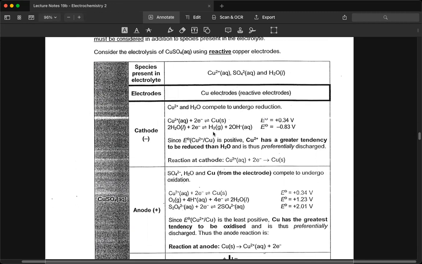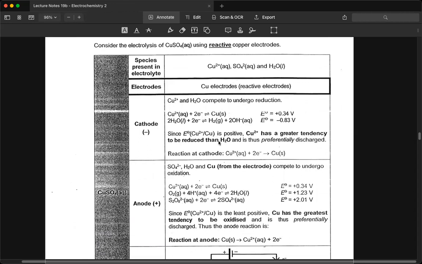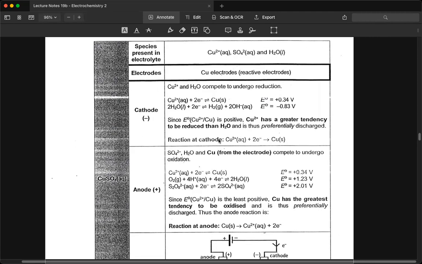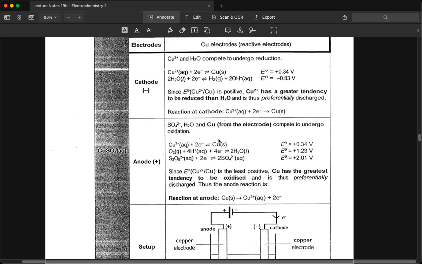Okay, so looking at the cathode first, we have copper-2+ competing with water. And because copper-2+ has a higher, or more positive, E0 value, it has a greater tendency to be reduced. So Cu2+ is preferentially discharged. So the reaction at the cathode will be the reduction of copper-2+.